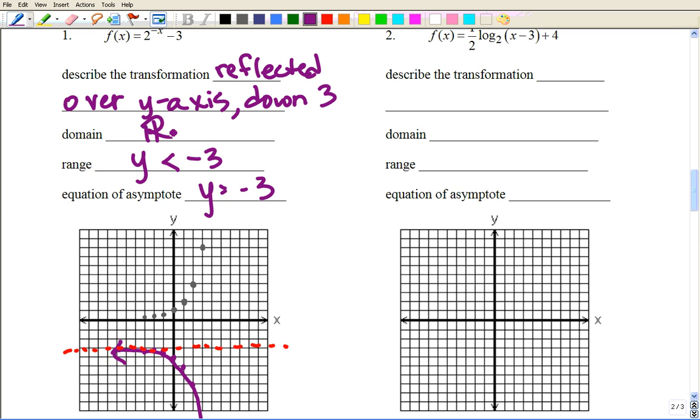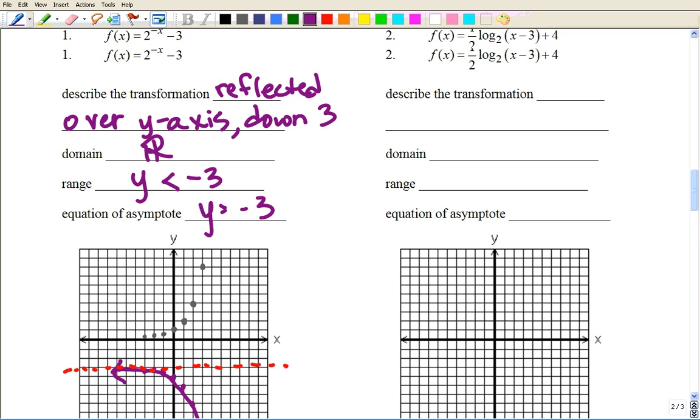Now let's check out number 2, which is a log function: 1/2 times log base 2 of (x - 3) plus 4. First, let's check out the left and right stuff, or the x values. This -3, remember, is the opposite for the x values. -3 tells us that we're going to go to the right 3. I'm going to abbreviate a little bit here because I don't think I'm going to have enough room.